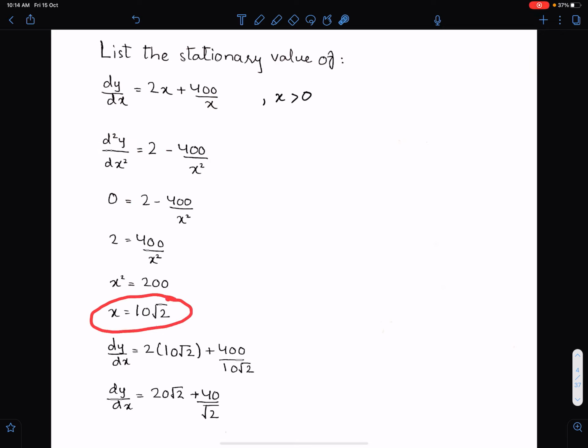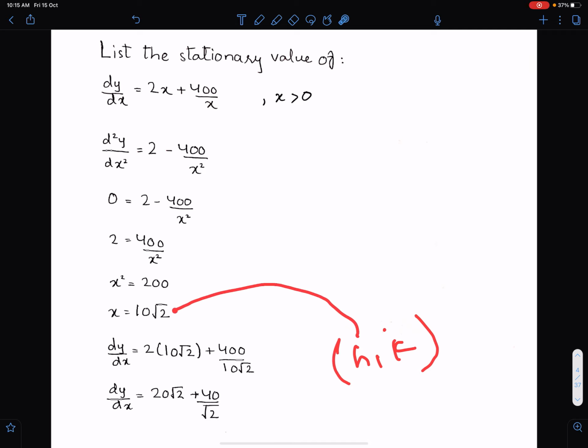This is the x coordinate. For the stationary value, we need to substitute this x coordinate into this equation. So when we will substitute 10 root 2 into this equation, we will get the y coordinate of the stationary value, vertical coordinate of the stationary value. So this is the stationary value of dy upon dx. This is the vertical coordinate, h comma k. So this is h and this is k.